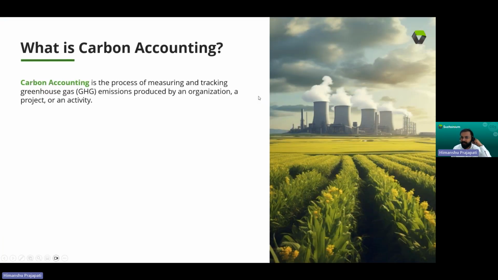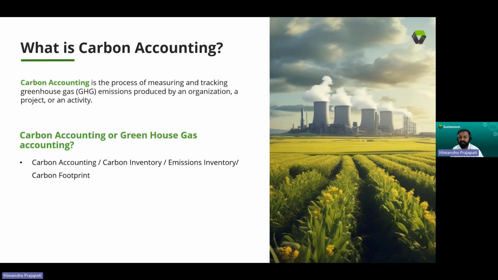In a nutshell, carbon accounting is a process of measuring and tracking greenhouse gas emissions which are produced by an organization, a project, or an activity. I mentioned greenhouse gases when talking about carbon accounting primarily because it's the same thing. These keywords are many times used interchangeably. For example, carbon accounting, carbon inventory, emissions inventory, or carbon footprint are one and the same thing.